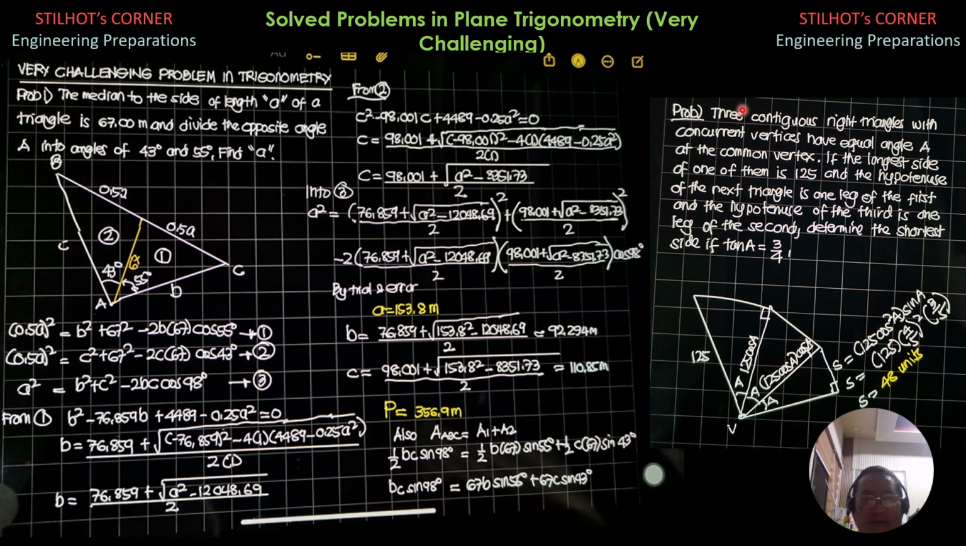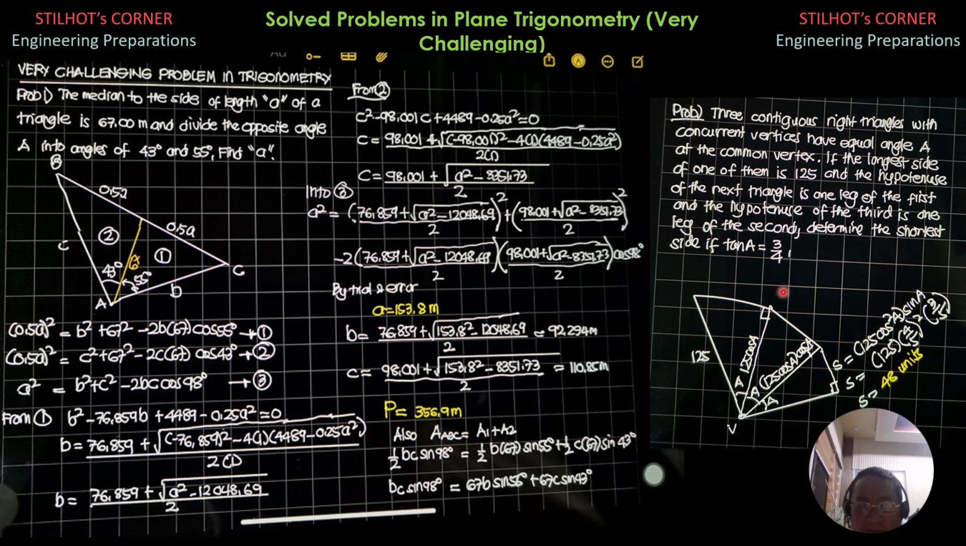So this is the next: three contiguous right triangles with concurrent vertices have equal angle A at the common vertex, which is here. If the longest side of one of them is 125, of course this is the first right triangle, the longest side should be the hypotenuse. It's common sense. The hypotenuse of the next triangle is one leg of the first, because this is the first. This is the hypotenuse of the next triangle, the second triangle, and that's why in terms of 125 and A, this is 125 cosine of A.